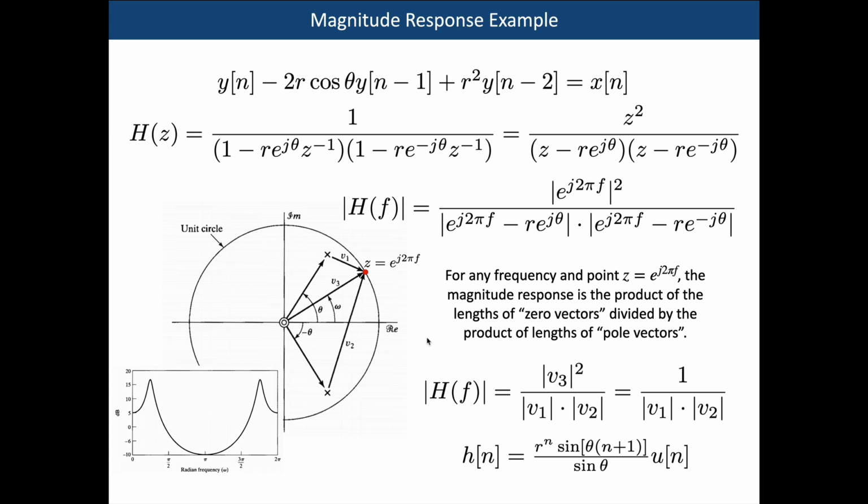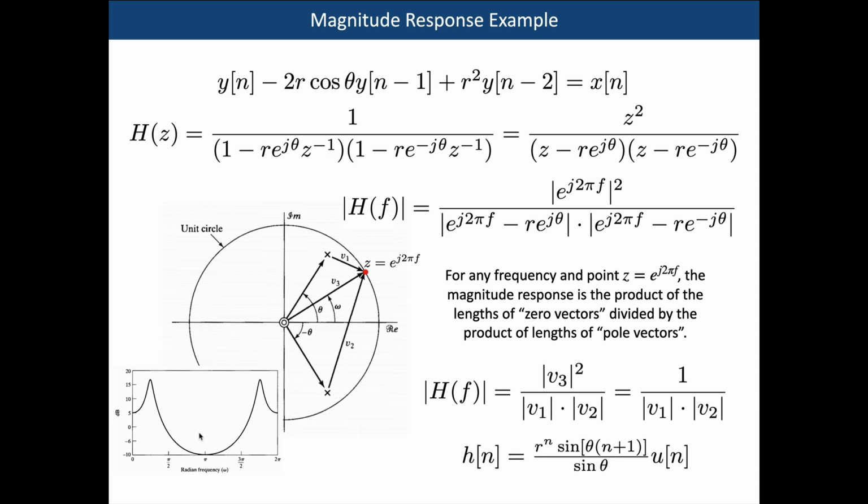So what are zero vectors and pole vectors? Those, again, are the vectors that point from the poles and zeros to the point on the unit circle in question. In this example, v3 has a magnitude of 1, so that simplifies as shown here. And that's true for all frequency. But for v1 and v2, the magnitude of those vectors changes as we move around the unit circle. And so you have to do the rest of this calculation just sort of mentally in your mind.